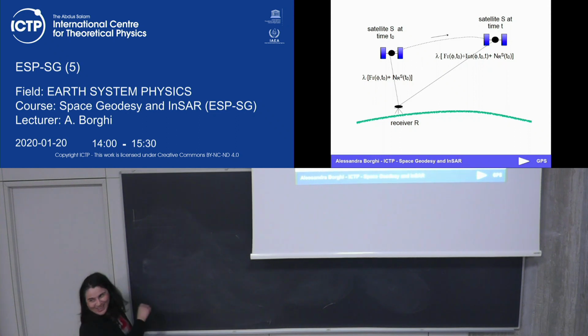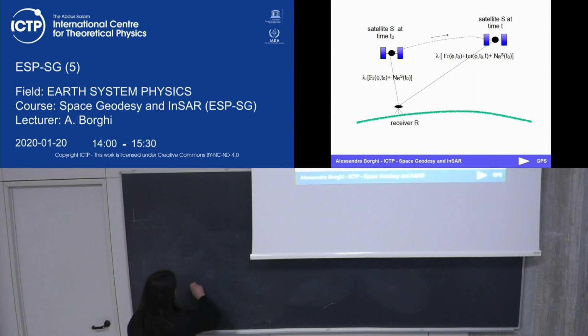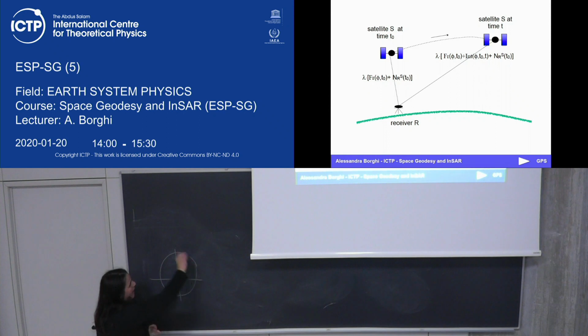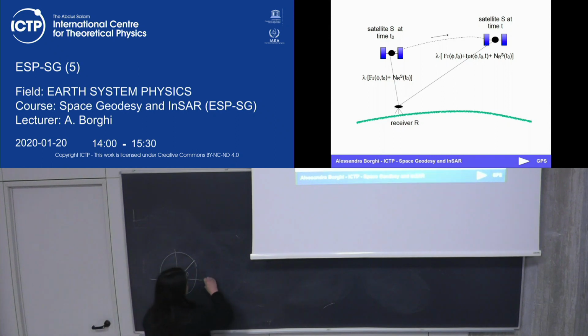When you have a periodic signal, like this one, it means that it's like you are going around a circle. When you have finished this round, you have done a period. This length is the wavelength of the signal. So this angle is called phase.